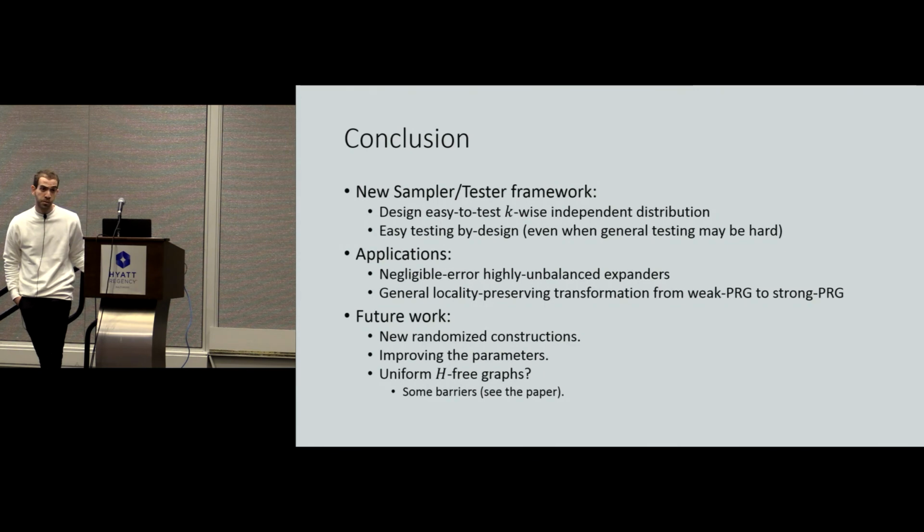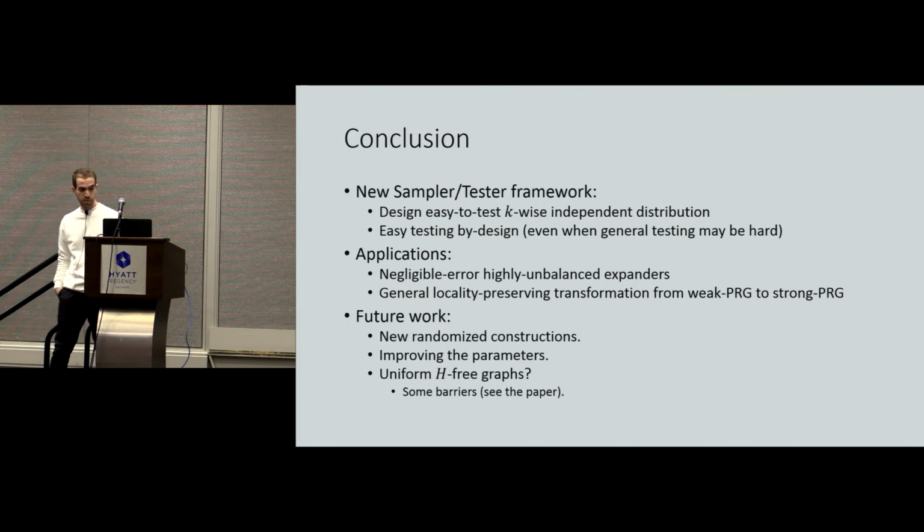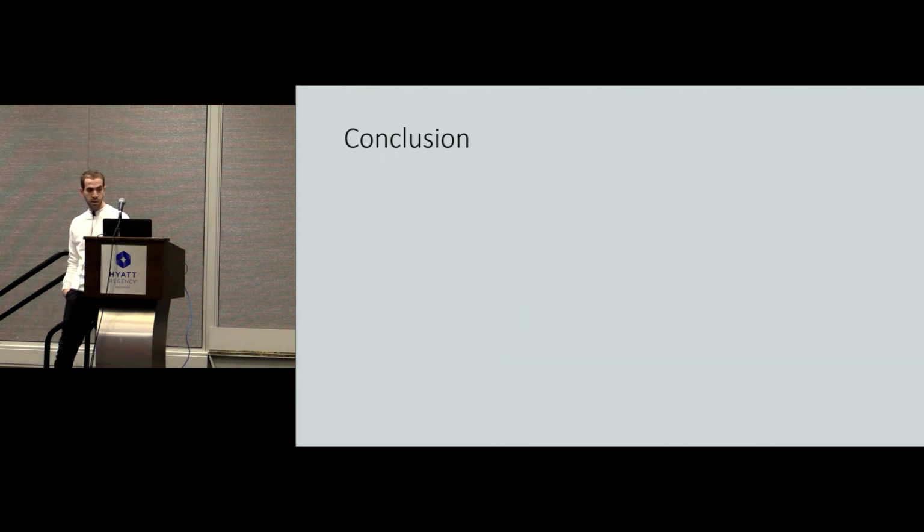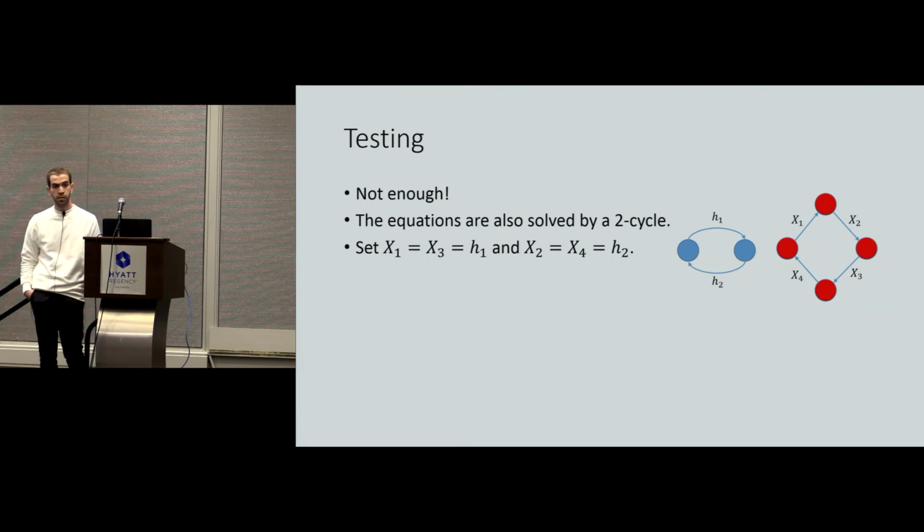Could you please repeat the question? Do you get any kind of structure on how typical H-free graphs look like here? I didn't understand the question. So in the sampling of H-free graphs, do you get any kind of structure on how H-free graphs on m edges typically look like? In the sampler? Yeah. So when you're sampling H-free graphs, do you also get any kind of handle on how they look like? No, nothing more than the k-wise independence.